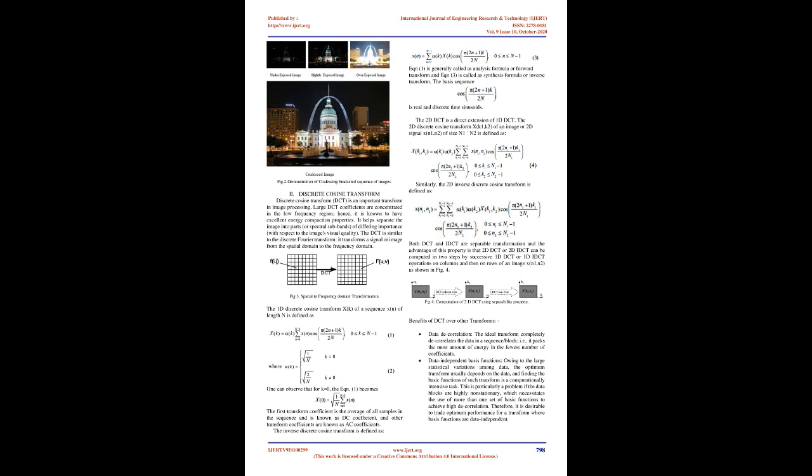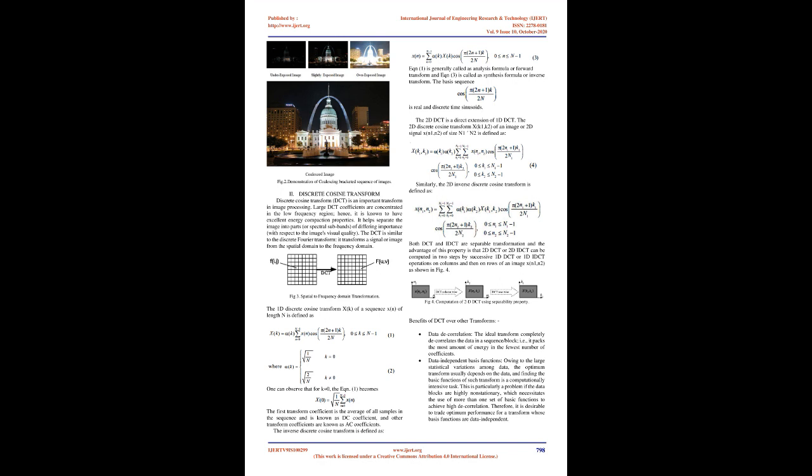The DCT is similar to the discrete Fourier transform. It transforms a signal or image from the spatial domain to the frequency domain. The 1D discrete cosine transform X(k) of a sequence x(n) of length N is defined as. One can observe that for k equals 0, the equation 1 becomes. The first transform coefficient is the average of all samples in the sequence and is known as the DC coefficient, and other transform coefficients are known as AC coefficients.